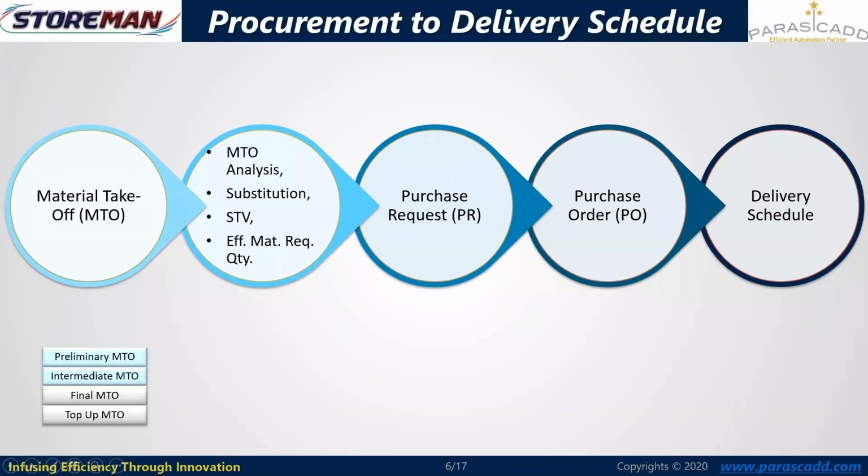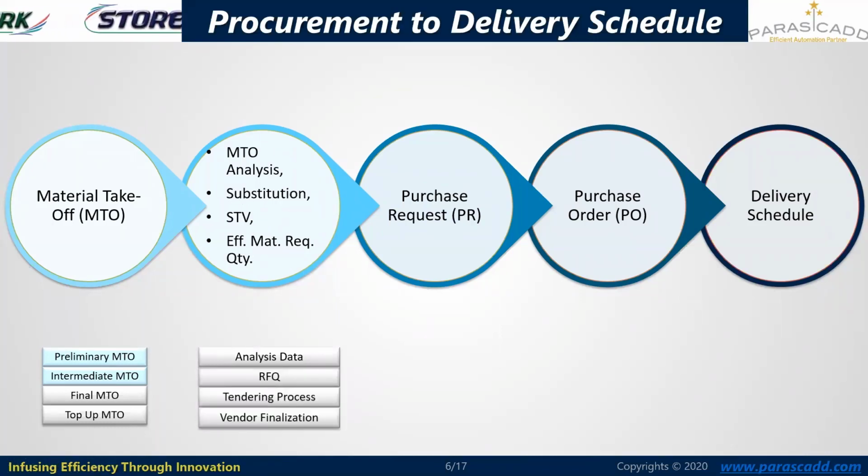Once material takeoff is available, the next stage is to evaluate the MTO for getting the effective quantity of the procurement. So in this evaluation, substitution material and stock transfer voucher material, these two factors are considered, and by considering these factors, the effective material requirement quantity is calculated. So various analysis data is considered over here in the background. The analysis data is nothing but the substitution and STV.